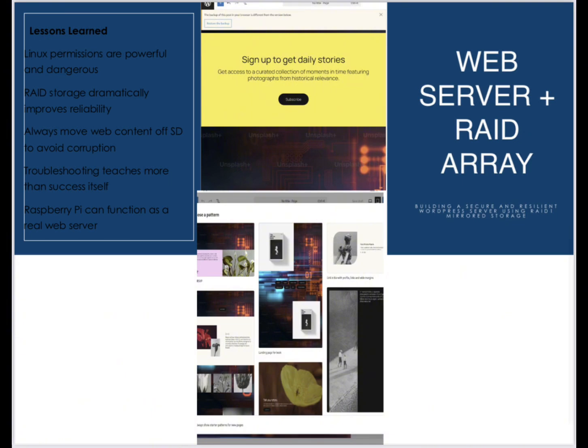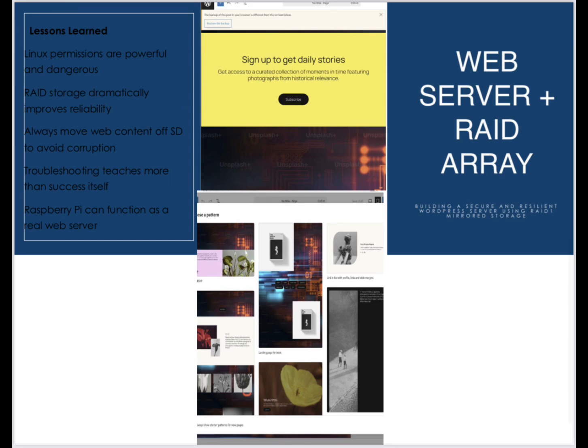Lessons learned: Linux permissions are powerful, but can break everything. RAID1 greatly improves reliability. Always move web data off the SD card. Troubleshooting teaches more than success. Raspberry Pi can act as a real web server.